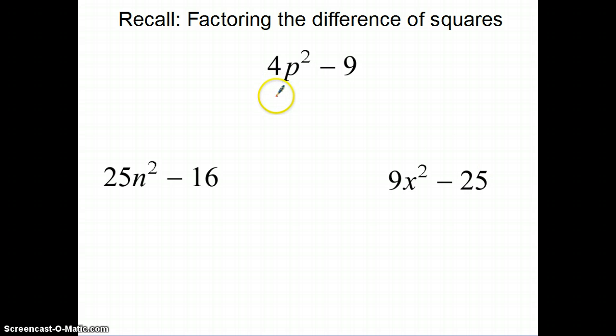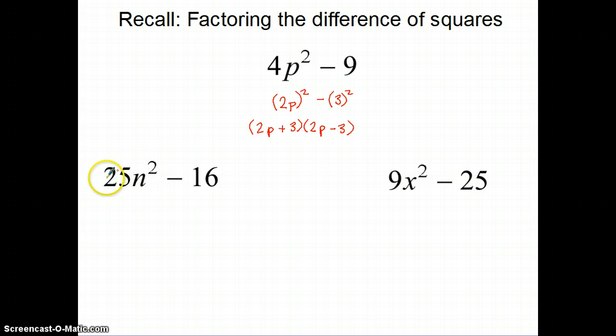I am going to rewrite my first term instead of as 4p squared as 2p all raised to the second power. And instead of 9, I am going to write 3 to the second power. I have two bases being raised to the second power. So to factor this, all I'm going to do is take the first, 2p, and add the second, 3. And then in my second parentheses, I take the first, 2p, and subtract the second, 3.